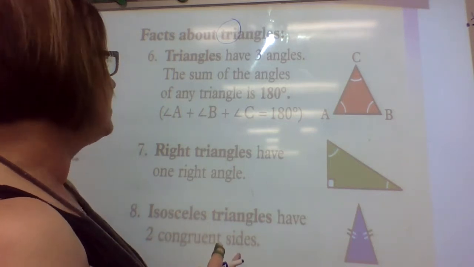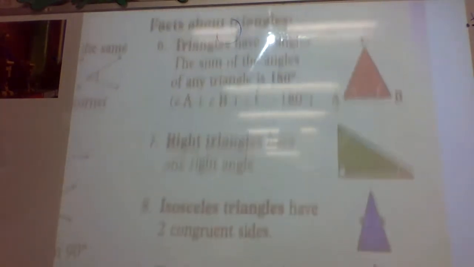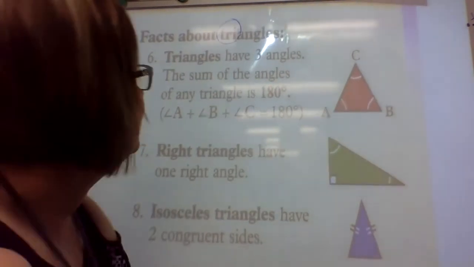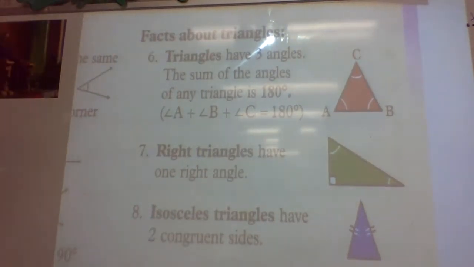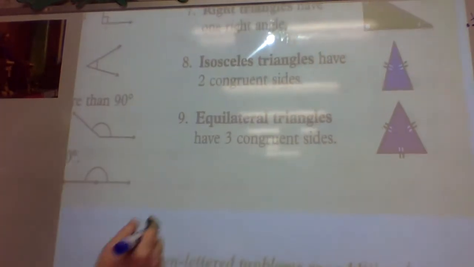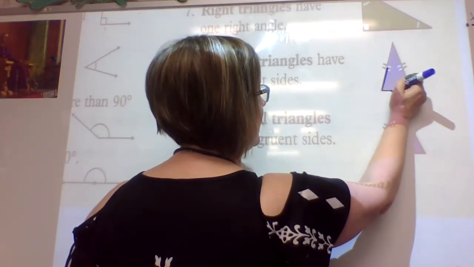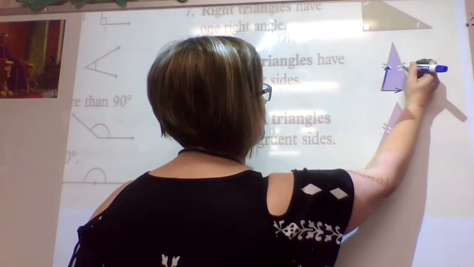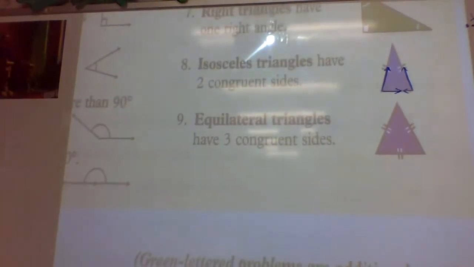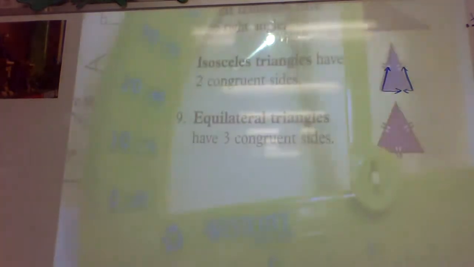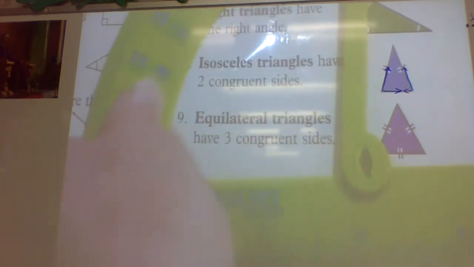Isosceles triangle. Wait a minute, I skipped one. Well, they have a right, okay, no I didn't. Right triangle, still have that word, but then they have isosceles triangles that have 2 congruent sides. So that means this angle measures the same as this angle, even though it's backwards. Let me see if I can show you what I mean. These are just so small. So I can't really show you on that.